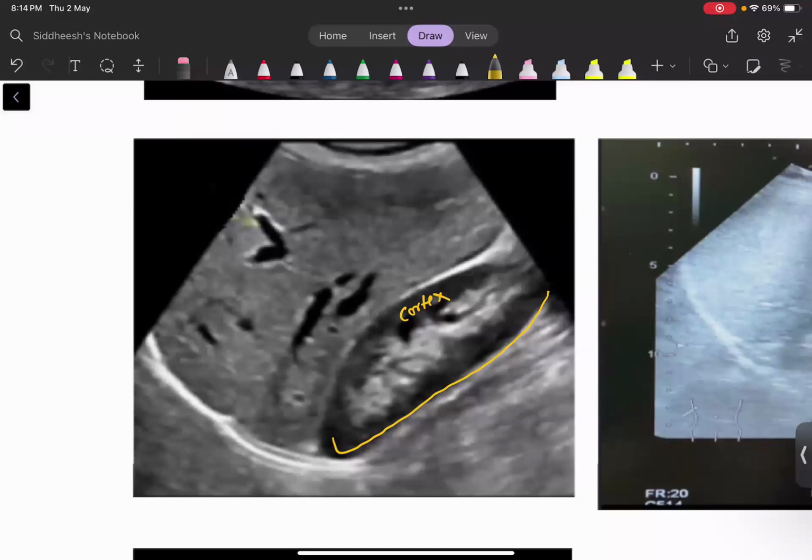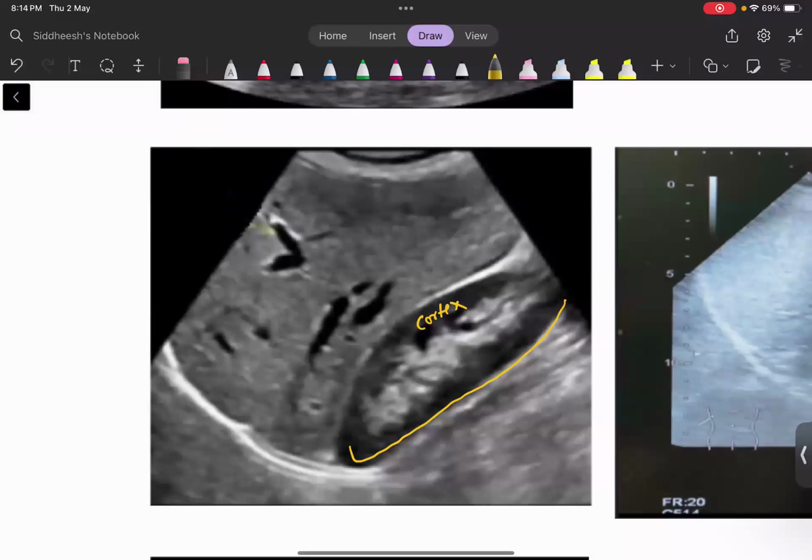Yes, hyperechoic. Perfect, Aftab. So we can confirm that the patient is having what? Grade 1 fatty liver. Now, how to check for grade 2 fatty liver? For that, we have to check the hepatic vein, hepatic artery, and portal circulation.